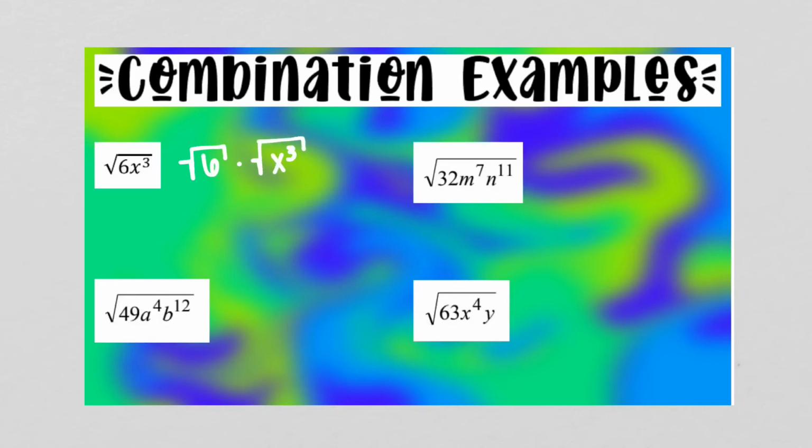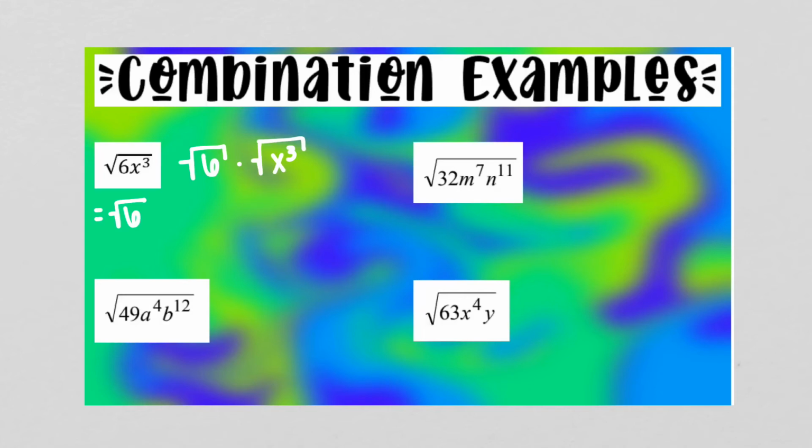I'm going to deal with my number first. When I think about 6, its factors are 1 and 6. 1 is the only perfect square. It doesn't get us anywhere. And then 2 and 3. Neither of those are perfect squares. So we actually cannot simplify the square root of 6. So I'm going to go ahead underneath and just write the square root of 6.